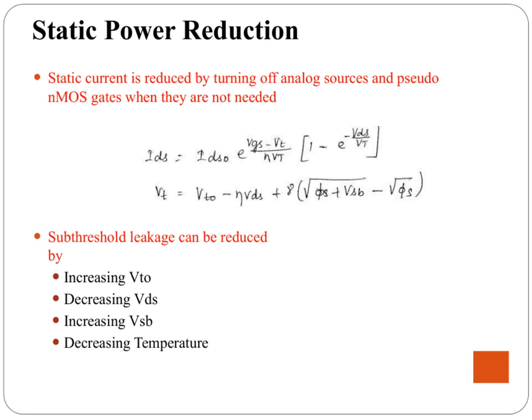Additionally, subthreshold leakage, which is another form of power loss, can be reduced by adjusting certain parameters. Increasing the threshold voltage, or VDO, helps block unwanted current. Lowering the drain-source voltage, VDS, and increasing the source-bulk voltage, VSB, also contribute to reducing leakage. Lastly, keeping the temperature down is crucial since higher temperatures exacerbate leakage currents. By managing these factors, we can effectively cut down static power consumption in our designs.